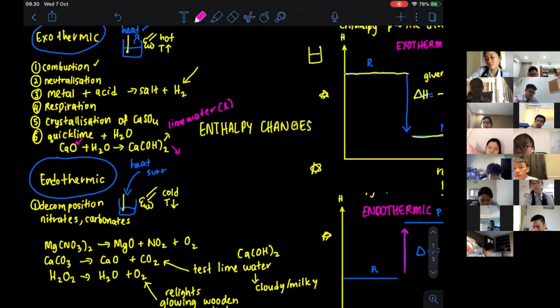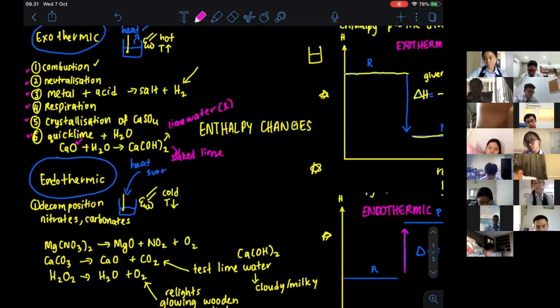Can someone remember that, Erling? Slaked lime. Yes, good. It's called slaked lime. So slaked lime is used to improve the pH quality of soil. They actually put slaked lime there. So this is some of the information related to exothermic reactions. I think these are some of the important examples involving exothermic reactions.